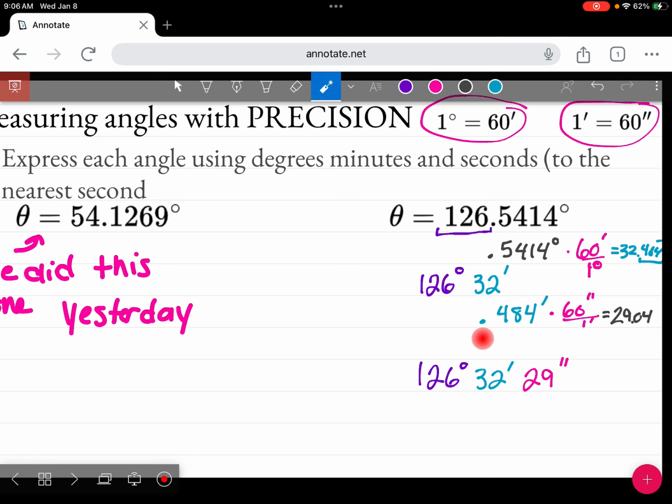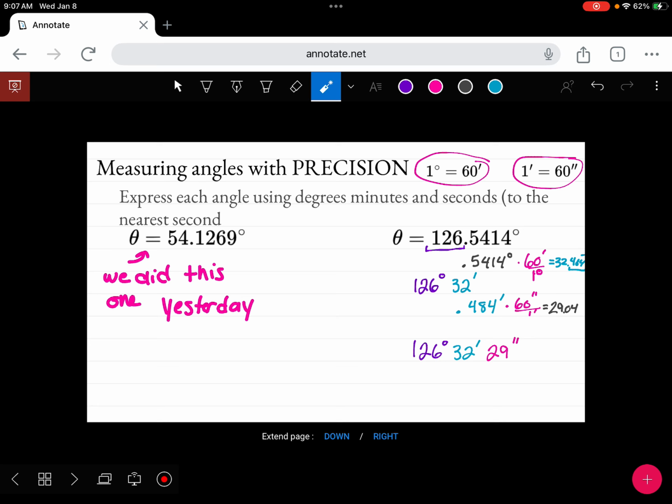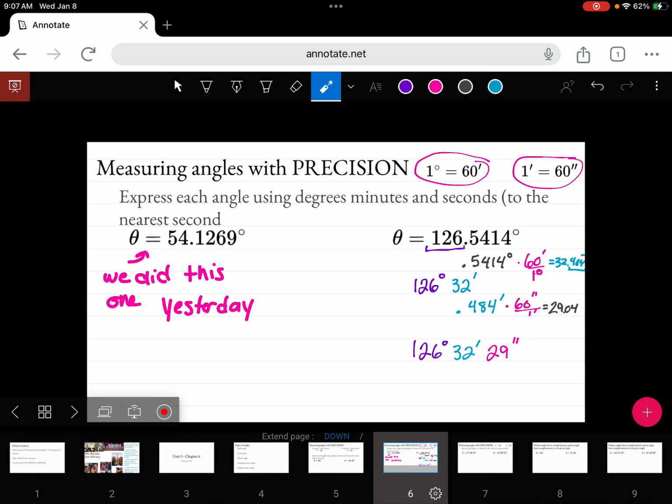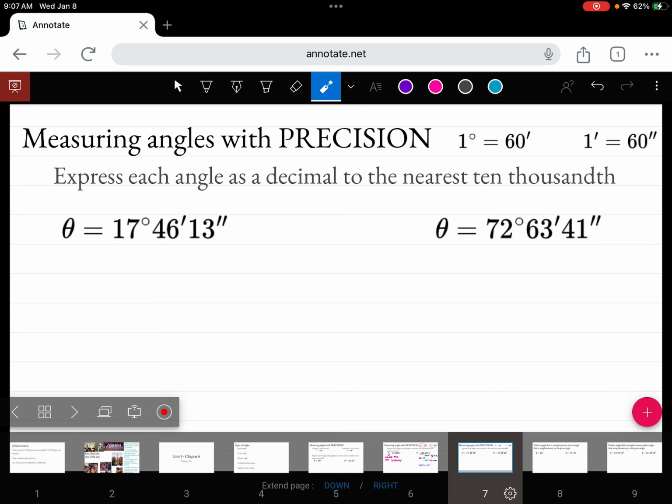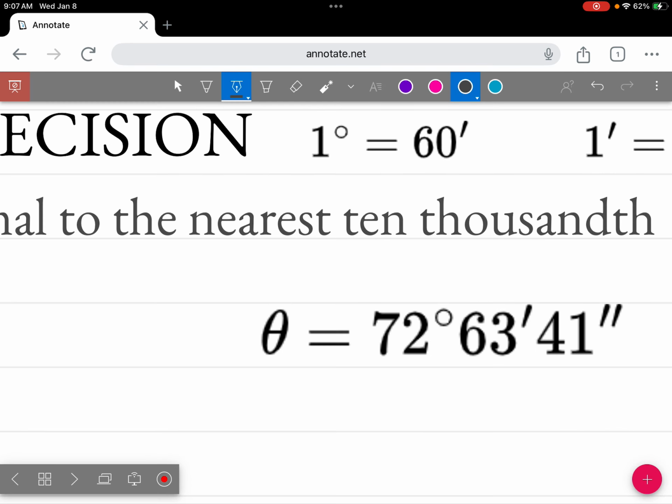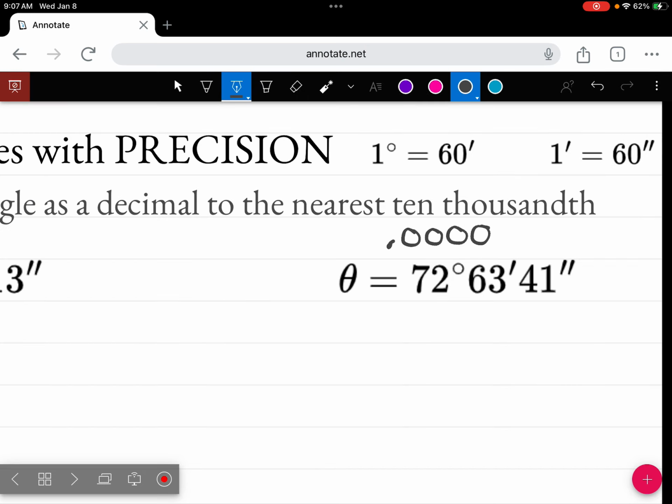So being able to put it in degrees, minutes, seconds is going to be one of those things that pops up every now and then. It's not something we do a gabillion times. Mostly it's in this first section. But since we went this direction, we are also going to try going the other direction and get it back to a decimal. So we're going to get to the nearest 10,000th. That is our tenths, hundredths, thousandths, 10,000ths. So 4 decimal places. That's what we're looking for here.